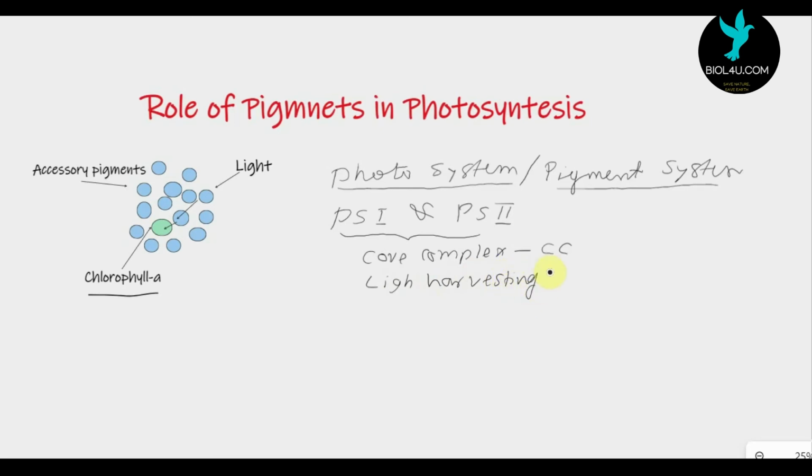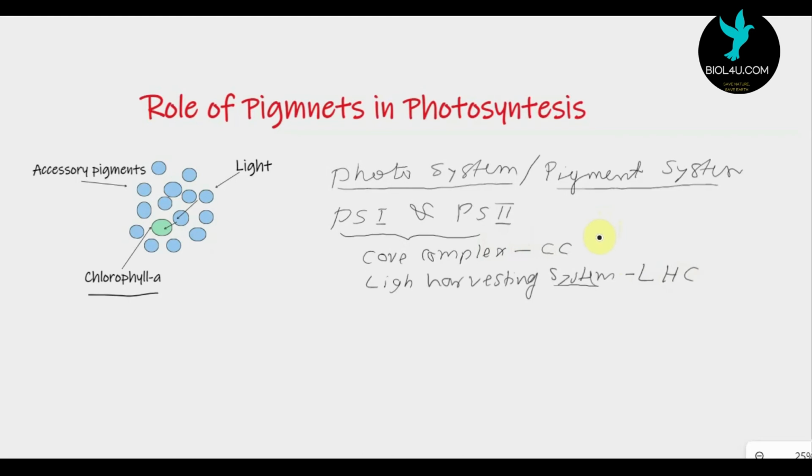The light harvesting system is written in short as LHC, meaning light harvesting complex. So each photosystem, photosystem 1 and photosystem 2, that is a photopigment system, has two parts: one in the center, which is the core complex, and another, the light harvesting complex. The light harvesting complex collects the light energy and transfers it to the core complex, and the core complex converts it into chemical energy, that is ATP.